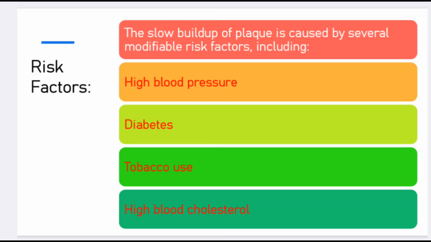Then risk factors. The slow buildup of plaque is caused by several modifiable risk factors, which include high blood pressure, diabetes, tobacco use and high blood cholesterol. Risk factors that increase the risk of developing carotid artery disease include high blood pressure, high cholesterol, smoking, diabetes, obesity, and a family history of cardiovascular diseases.